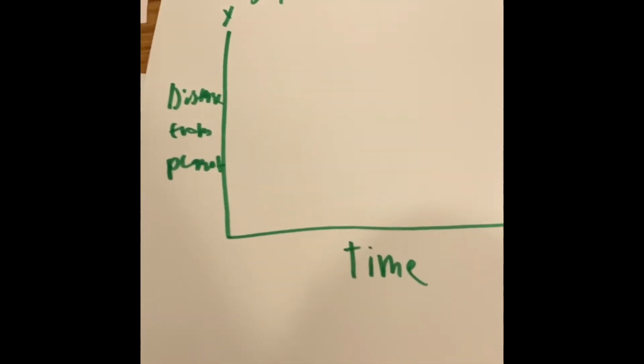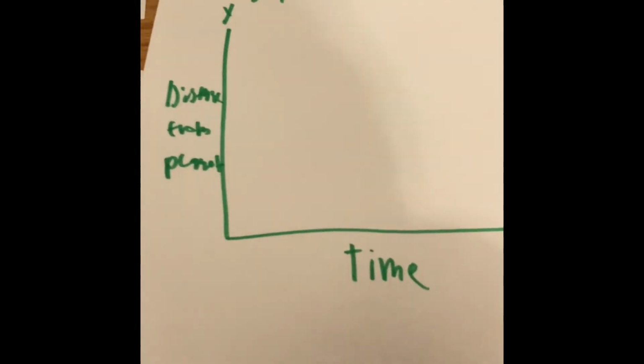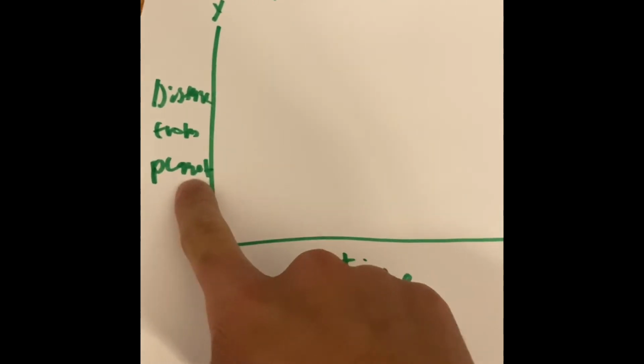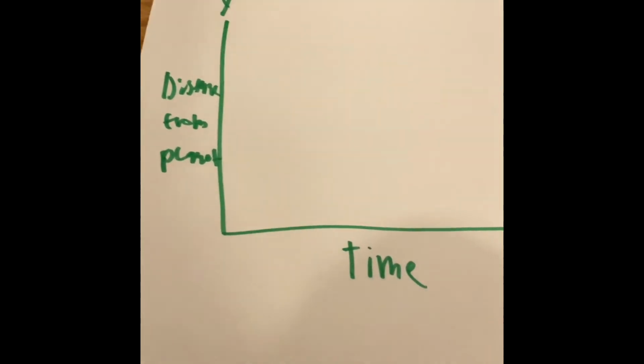Now, let's have story time. So what we're going to be doing is watching a short story, and we're going to calculate the distance from the planet because it's in space, and the time.